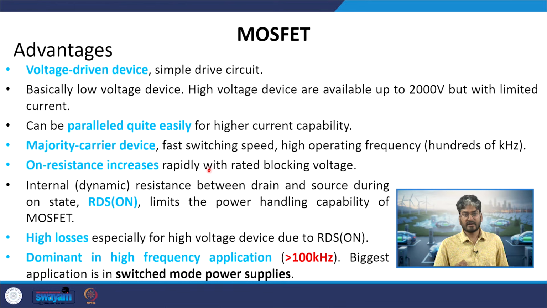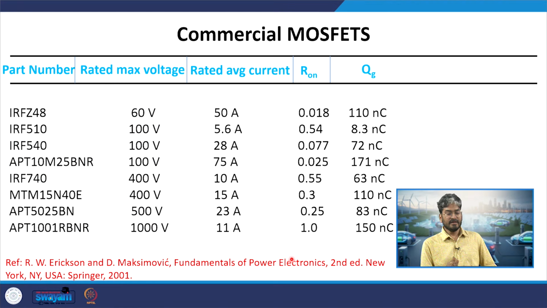So when the power rating is less and the frequency of operation is higher, we prefer the MOSFET because of its characteristics. Here this is RDS on. RDS on limits the power handling capability of the MOSFET. As the voltage rating increases, this RDS on, or the equivalent on state resistance, will increase the loss in the device. When I say high loss, it is the conduction loss. So it is dominant in high frequency and low power applications. The best example of that is SMPS. Then these are the examples of commercially available MOSFETs.